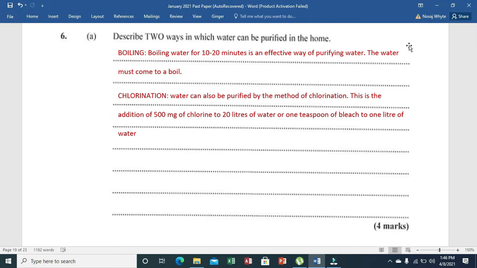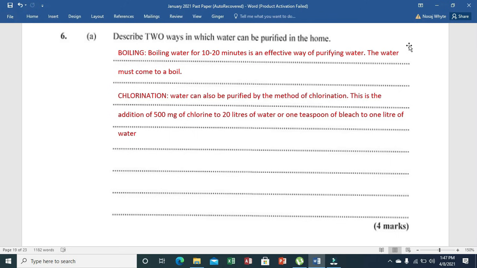We want to describe two ways in which water can be purified in the home. In some cases my answers are really limited. In some cases they are a little more, depending on how much I think you know the content. So we could purify water at home by boiling the water. When we talk about boiling the water, we're pretty much talking about the water coming to a bubble. You want that to happen for about 10 to 20 minutes, and that would be an effective way of purifying water.